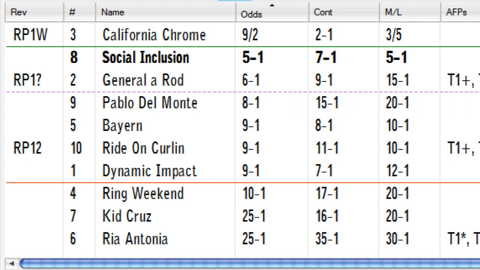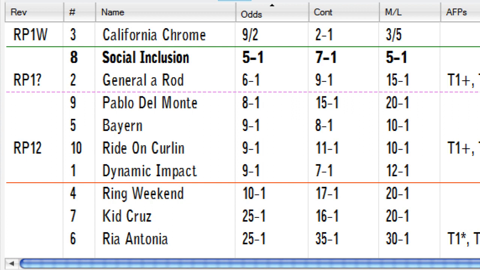So that's it. It's actually a pretty simple Preakness from the point of view of value capping. California Chrome is a very strong colt. Obviously, Black Magic puts it on top. The morning line maker makes it odds on. Social Inclusion, the second morning line favorite, is also second on the Black Magic line. The chance at a price, I think, near the top of the line is General A-Rod.